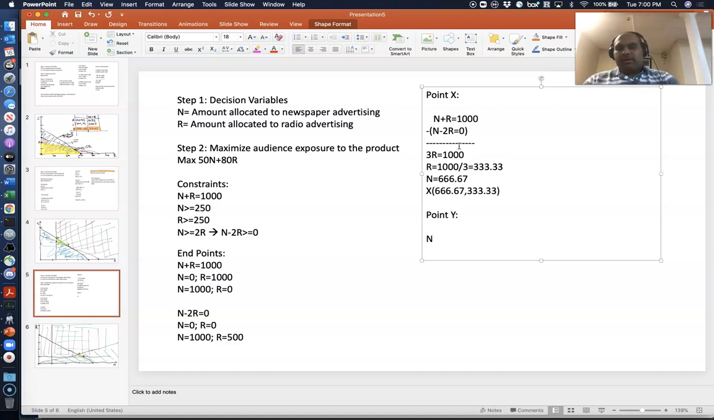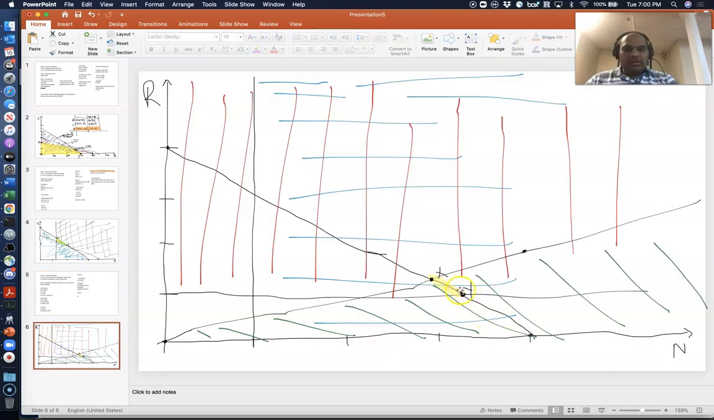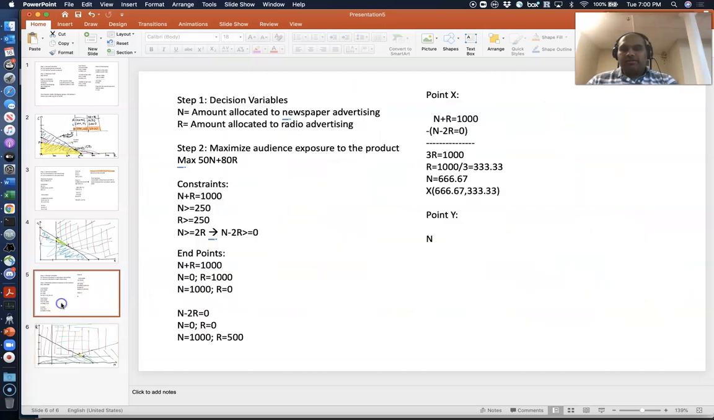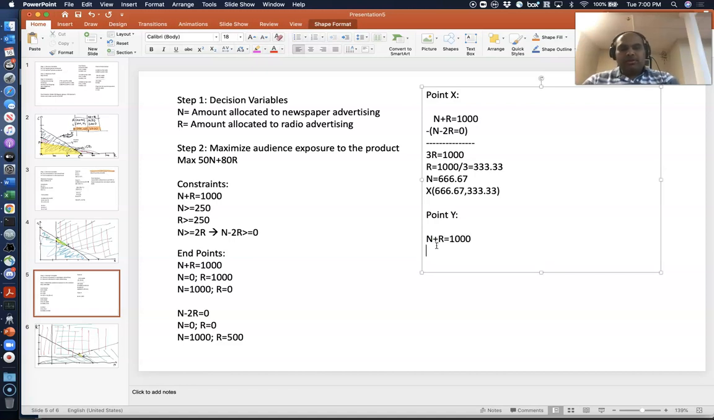Next, point y. So point y is again right here. So again, it's n plus r is 1000 and the horizontal line. So the horizontal line is where the value of r is fixed. So this is n plus r equal to 1000 and the value of r, it has to be 250 because r is fixed. So that's the horizontal line. The y-axis is fixed, that makes it a horizontal line. So here obviously if r is 250, n is 750, and that's point y. So point y is 750 comma 250, right?